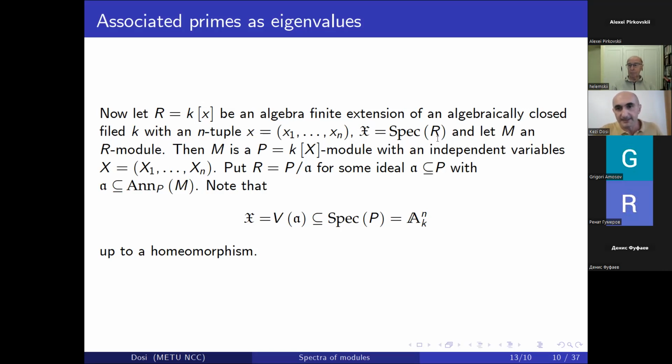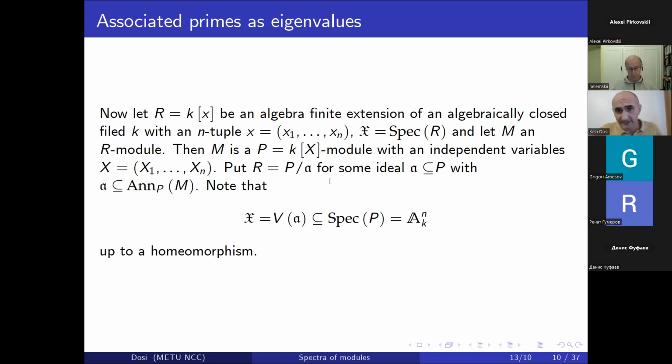X is the spec of R, the set of all primes. M is an R-module. Well, we know R is a quotient of the polynomial algebra, right? K of X. This is a polynomial algebra, X again the same tuple, X1, ..., Xn. So look, that's my quotient by some ideal A.